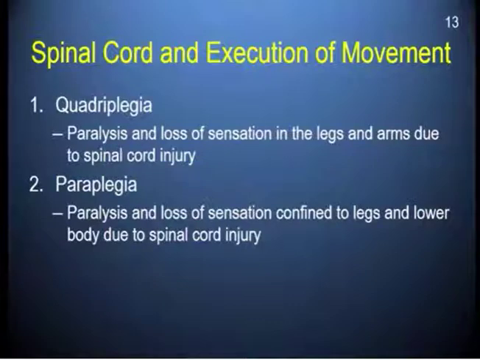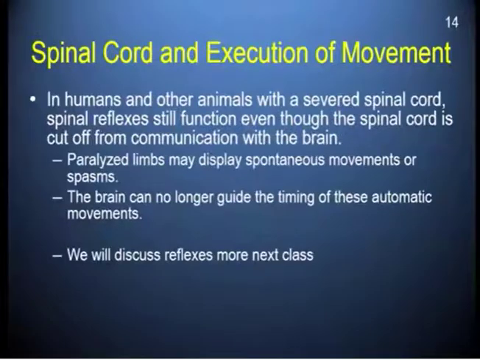Now, one of the things we don't know is whether this is a permanent change. Have the stem cells that came in and grew and helped bridge over the damage, are they going to be sustained? That's a question they don't know the answer to. It's been a very recent publication.